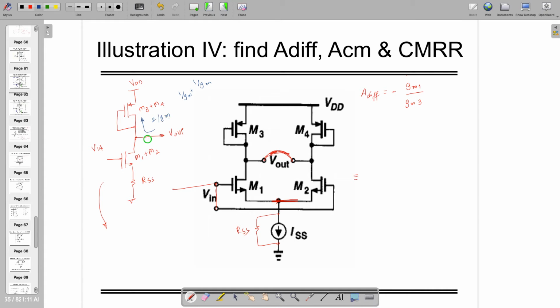Looking this side, sorry, you can find out, but right now we are avoiding the channel length modulation and other things. So looking from here, as this is source degeneration, this is becoming 2 by GM1, let's call this 3, plus RSS. So the common mode gain is nothing but 2 by GM3 divided by 2 by GM1 plus RSS, and the CMRR is nothing but the ratio of these two.